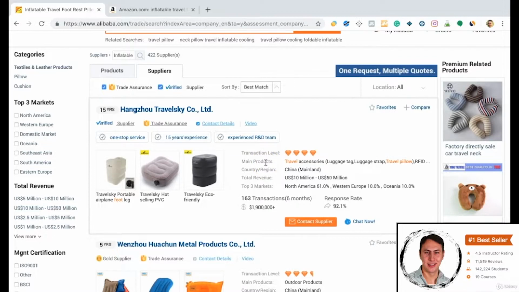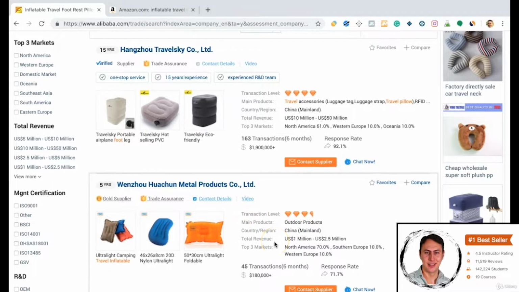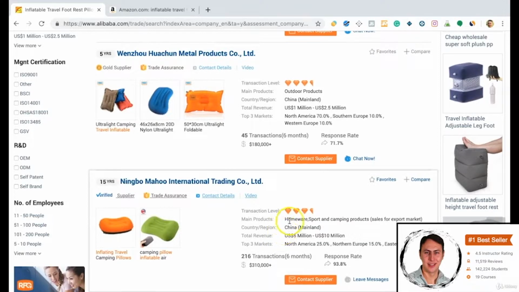What about this seller? Its main product category is outdoor products. It doesn't match with ours. Another one's category is homeware, sports and camping products, related to camping and sports. When we analyze their profile, we can see that they sell the product we need, but it is useful to find suppliers who sell them mainly.